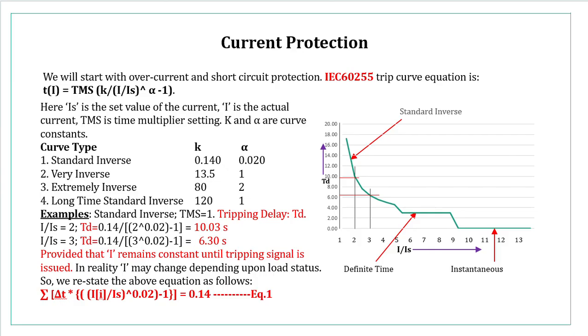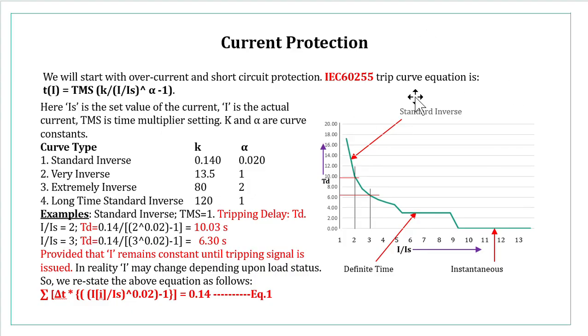We start with the current protection. This is perhaps the oldest need, and the most common also. We'll start with overcurrent and short circuit protection. Short circuit is the extreme case of overcurrent. So IEC 60255 provides a trip curve. This is based on IEC 60255.